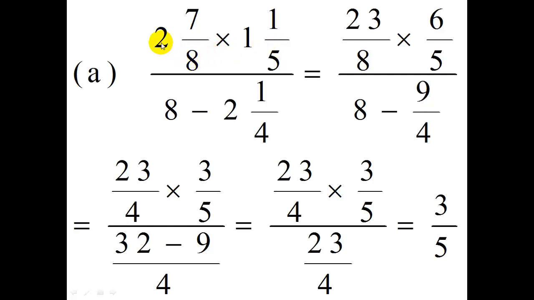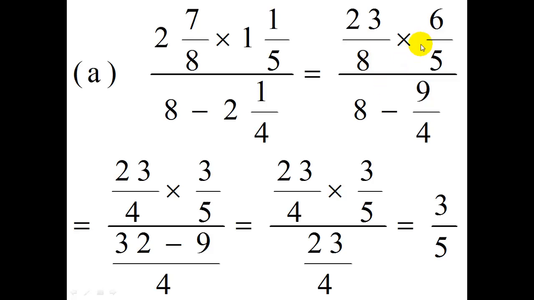So 8 times 2 equals 16, and 16 plus 7 equals 23. So we have 23 divided by 8 times, now 5 times 1 equals 5, and 5 plus 1 equals 6. So we have 6 divided by 5, all divided by 8 minus, 4 times 2 is giving us 8, and 8 plus 1 is 9. So we have 9 over 4. And so we have 23 over 8 times 6 over 5 divided by 8 minus 9 over 4.